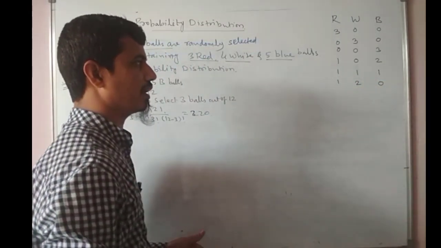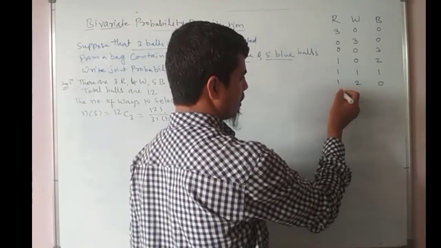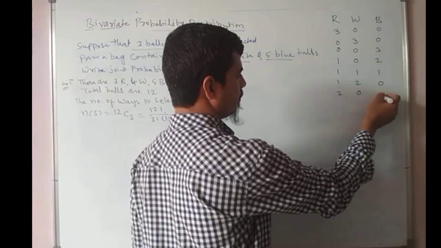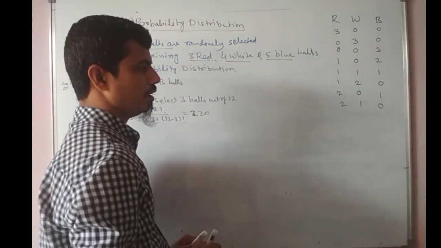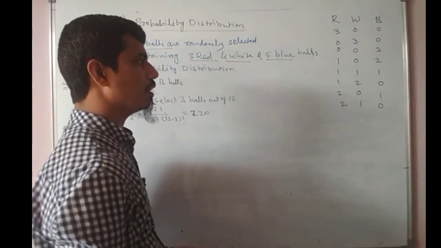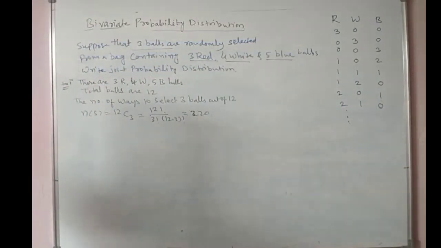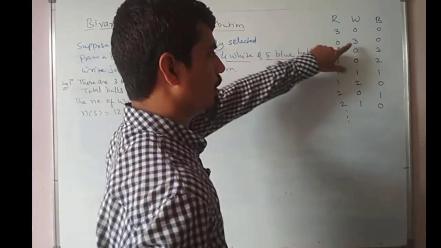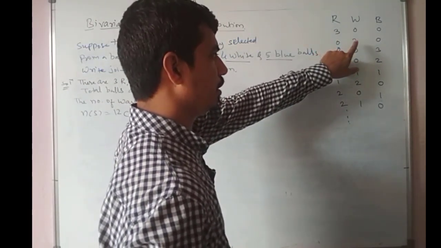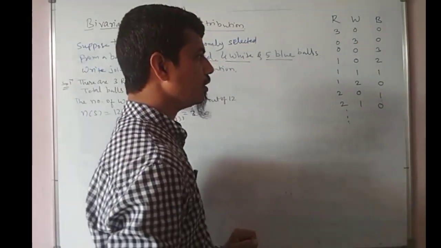That is a combination with 1 red. Or you can select 2 red, 0 white, 1 blue, or 2 red, 1 white, 0 blue. Like this way you can list out all possibilities. By considering all the possibilities, you have to find out the probability. What is the probability that all 3 red balls get selected? What is the probability that all 3 white balls get selected? If the 3 white balls are selected, it means 0 red and 0 blue balls. Like this way.